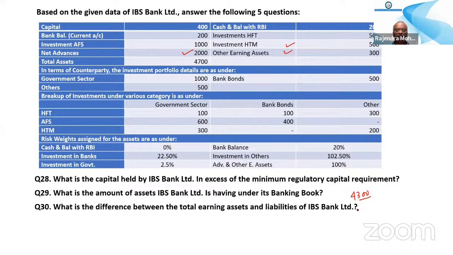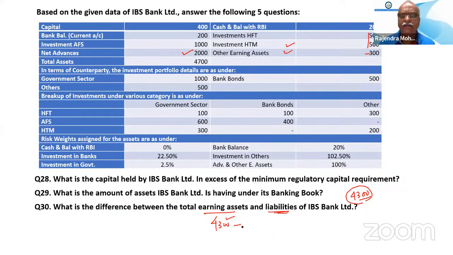Sir, AFS, AFS, net advance, HTM, other earning assets. Total 3,800. How? 3,000 plus 1,000, 4,000 plus 300. HFT 4,300. Yes, sir. Yeah, 4,300 is the earning asset. What is the liabilities? How much liability is there? It is not talking about earning liability or whatever it may. Earning asset is 4,300. What is the liability in this question?